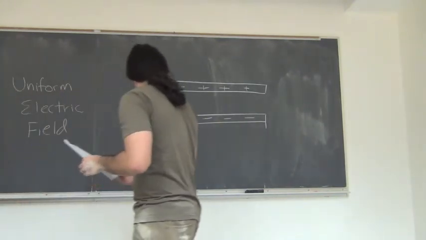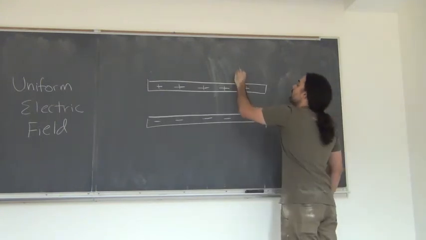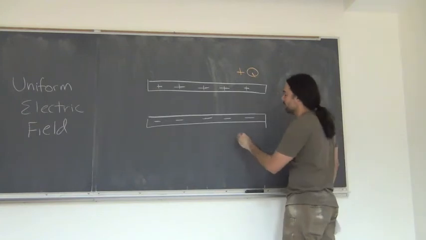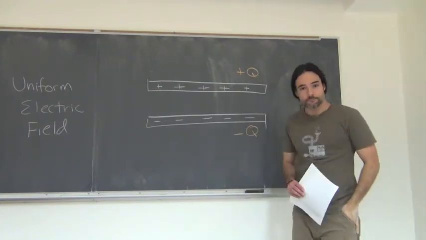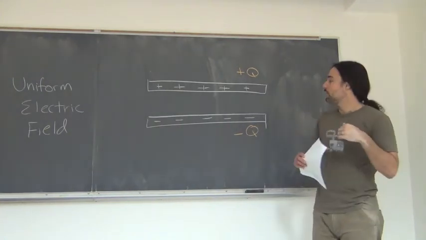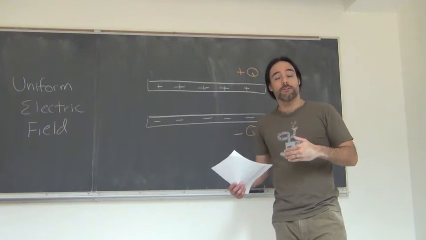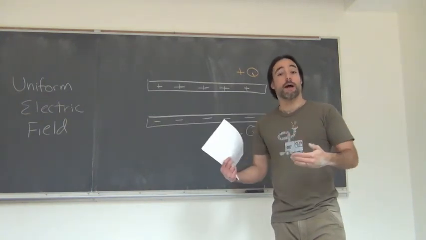And we're going to suppose that the top plate gets a charge plus Q, and the bottom plate gets a charge minus Q. Now, this might not seem like a very useful situation, but it shows up in many different places, both in engineering and in biology as well.